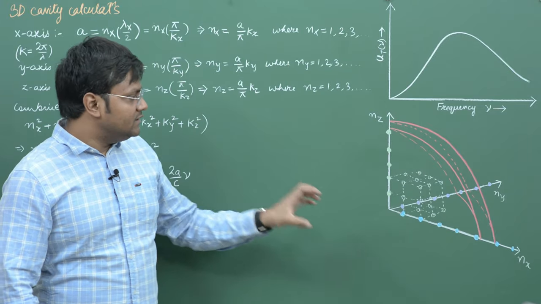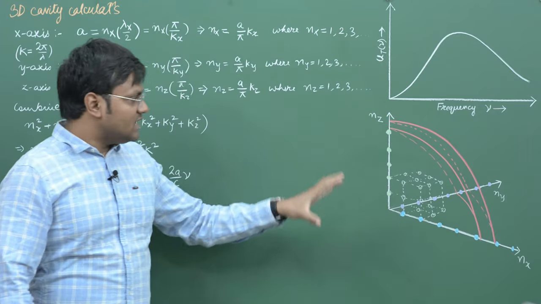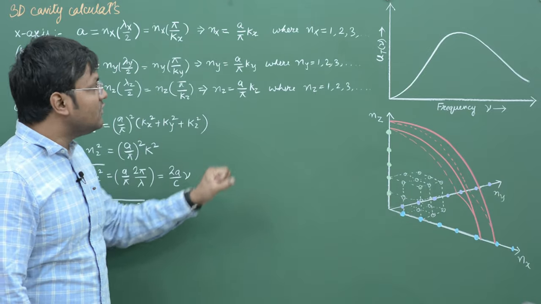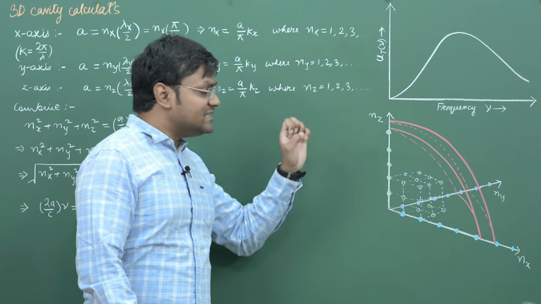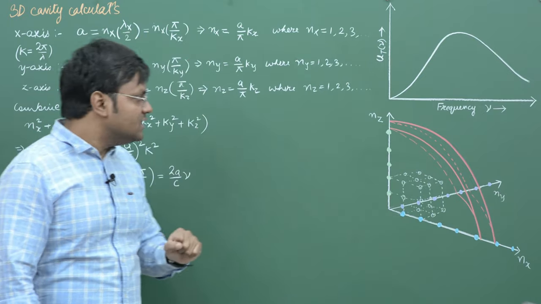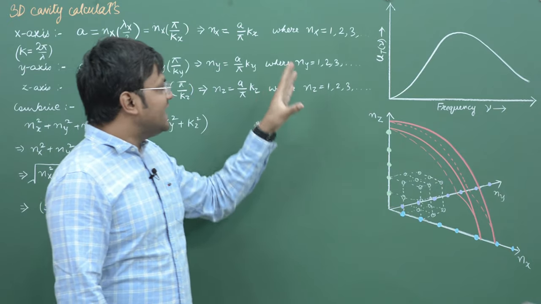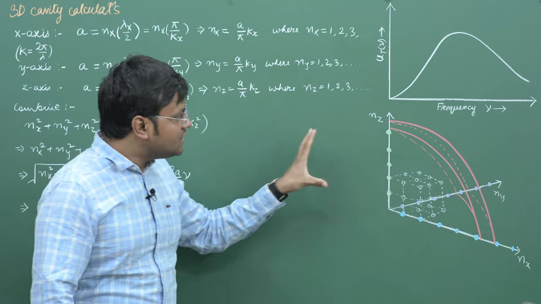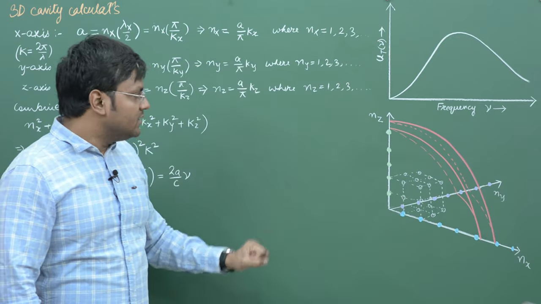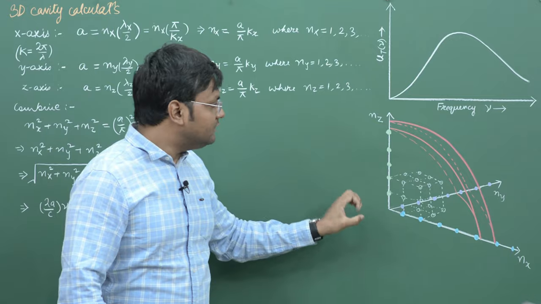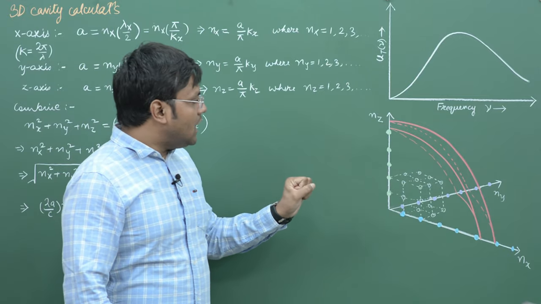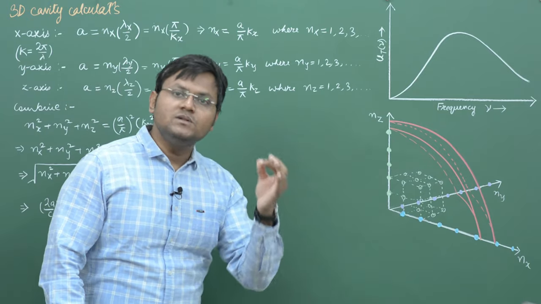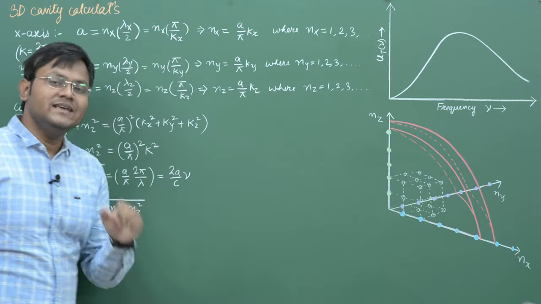Now, if we look at this construction, what it essentially leads to is all possible combinations of nx, ny, and nz as long as they are positive integers. So all possible combinations of nx, ny, and nz which are positive integers create this three-dimensional grid. All right, there's a three-dimensional grid in the first quadrant, let's suppose, where every single integer value corresponds to some possible standing wave in the three-dimensional cavity.